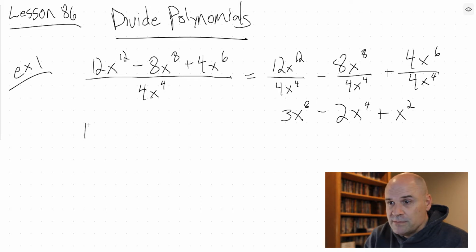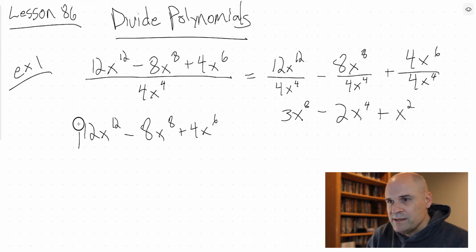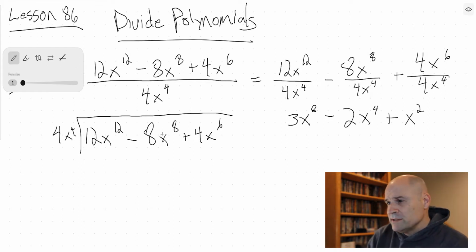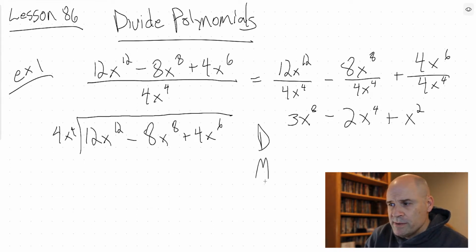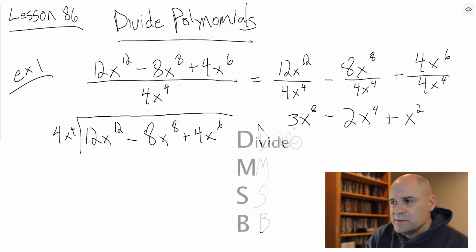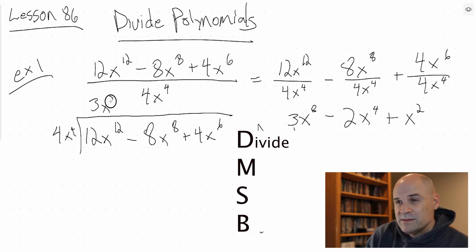So we could have done it this way too. This is the way we used to do division. We call this long division. So we're dividing these three terms by this 4x to the fourth. So when you do long division, you're doing dirty monkey smell bad. Remember that? So the first term is divide. So we're going to divide this first number here. So 12 divided by 4 is 3. x to the 12th divided by x to the fourth is x to the 8th.